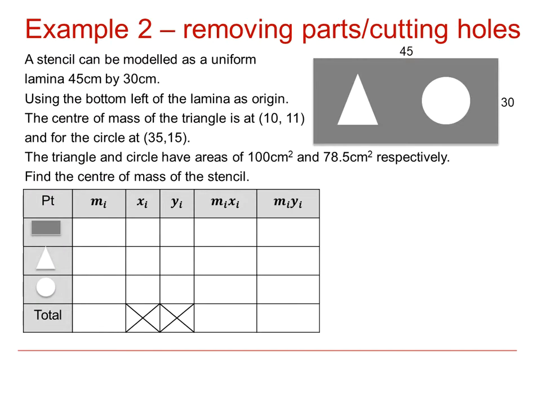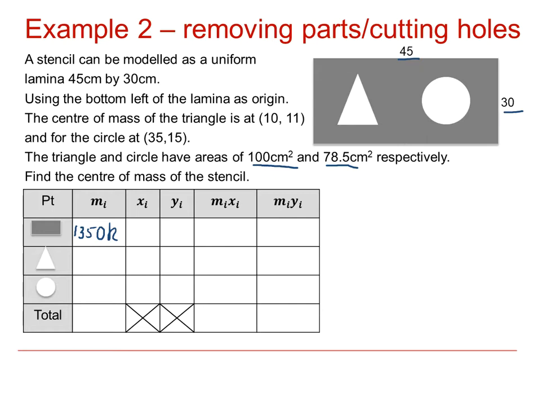In the second example, we've got a composite laminar which has been made by cutting holes in a card. So the card here is of length 45 by 30, which gives a total of 1,350. So taking K to be the mass per unit area, that would give us a mass for the rectangle before the holes are cut in it of 1,350K.